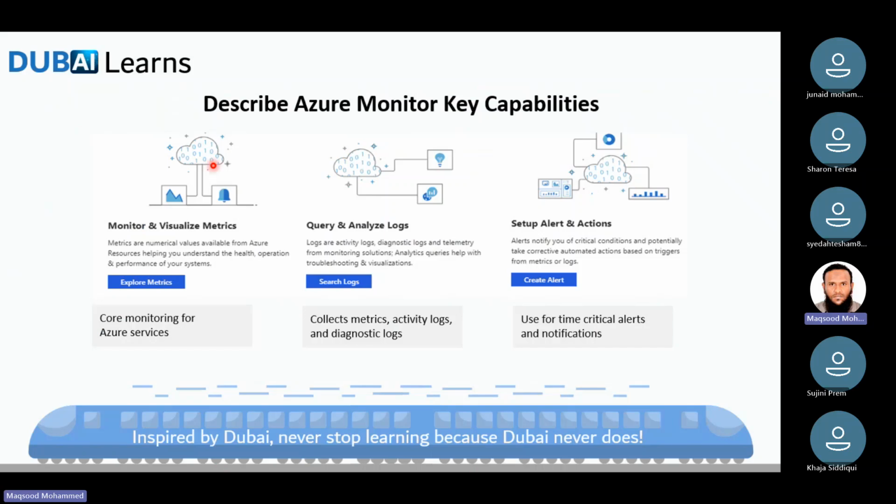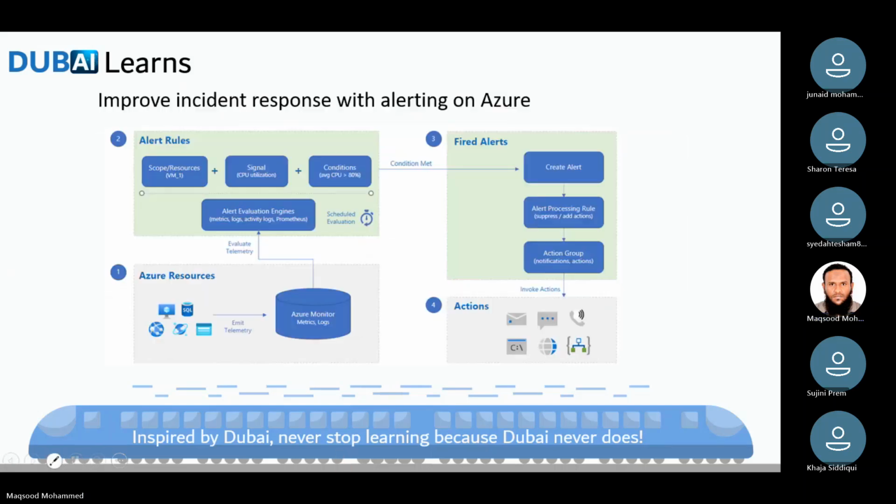So this is again the explanation on that. It can monitor and visualize metrics. Okay, core monitoring for Azure services. Query and analyze logs. You can query the logs, and you can set up alerts and actions. So you can set the automated actions as well. And you can improve the incident response with alerting on Azure. If any incident happens, like for example, I gave you an example of the CPU utilization or memory utilization or anything else. You can set any monitoring parameters.